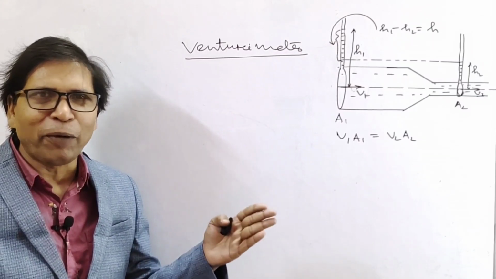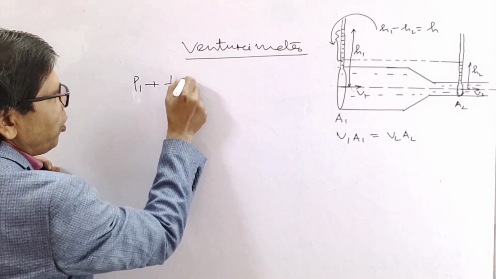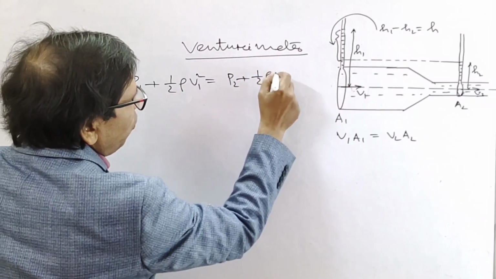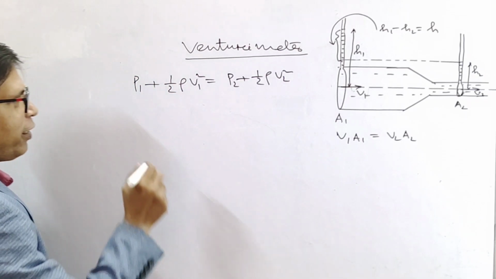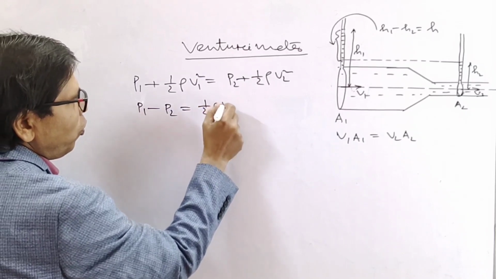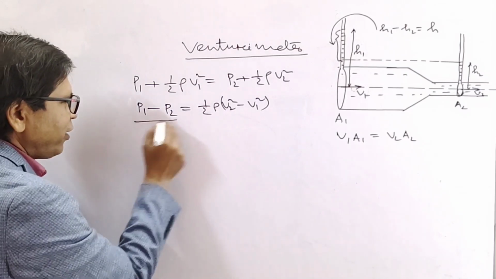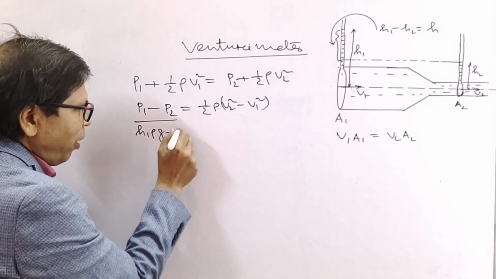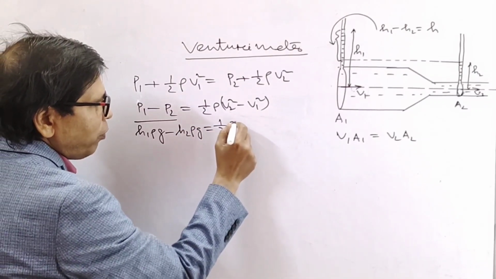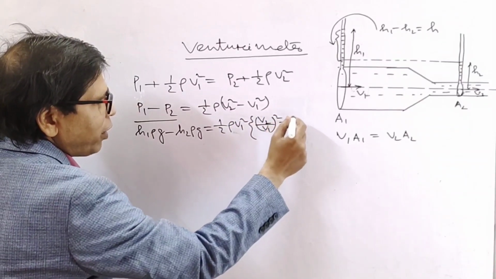Bernoulli's law for a horizontal pipe, we can get P1 plus half rho V1 square equals P2 plus half rho V2 square. Now P1 minus P2 equals half rho (V2 square minus V1 square). This is H1 rho g minus H2 rho g equals half rho V1 square times ((V2 by V1) whole square minus 1).